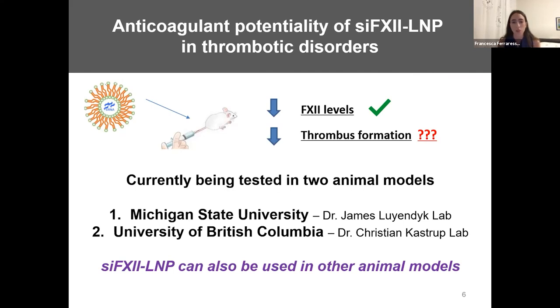So the next step was to look at the anticoagulant potentiality of this reagent. This is currently being tested in two thrombotic disorder animal models. One is at the Michigan State University and one is here at the University of British Columbia. And we're looking if this reagent does indeed lower the thrombus formation and if it can become a novel way to treat thrombosis. Thank you.